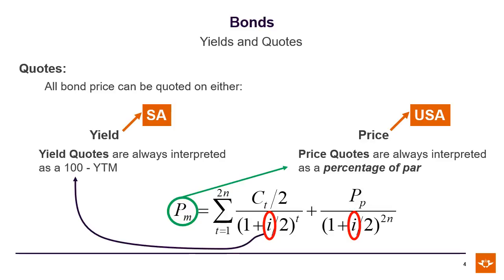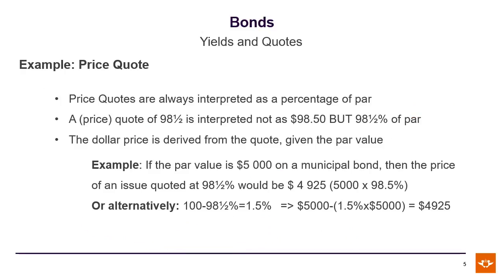We're now going to look at how bond prices are quoted. A bond price can be quoted on either a yield basis or a price basis. Here in South Africa we use yield quotes, and they are always interpreted as 100 minus the yield to maturity. In the United States, prices are price quoted, as they are always interpreted as a percentage of par.